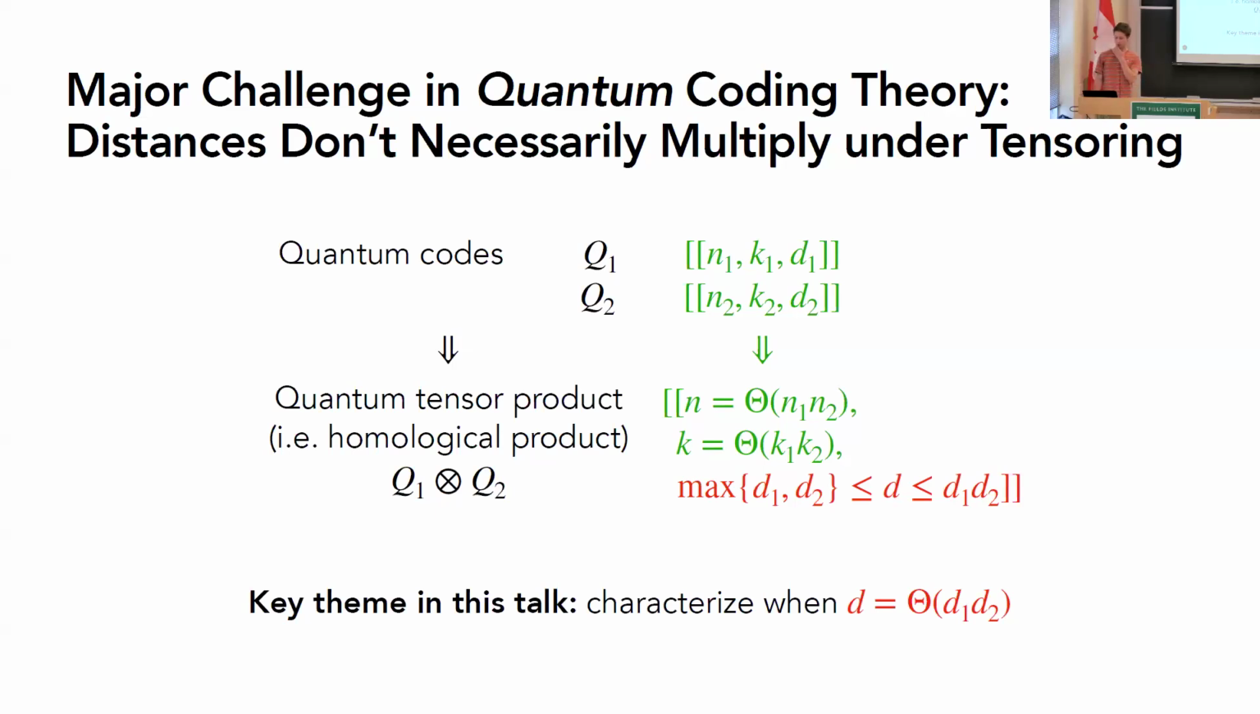And you can view this challenge of when do the distances multiply as one of the central issues in quantum coding theory as a whole, because it was a really long-standing open question to get quantum LDPC codes of distance beyond this square root n barrier. It was only around 2019 or 2020 that the first examples with distance significantly above square root n were constructed. Whereas classically, this tensor construction immediately gives almost linear distance. So the fact that it doesn't easily work quantumly has really been one of the big challenges in quantum coding theory.